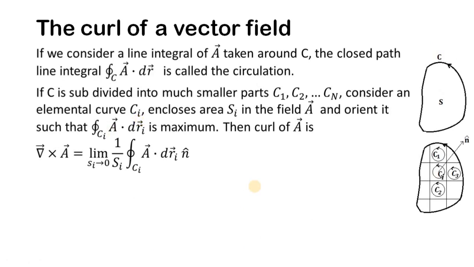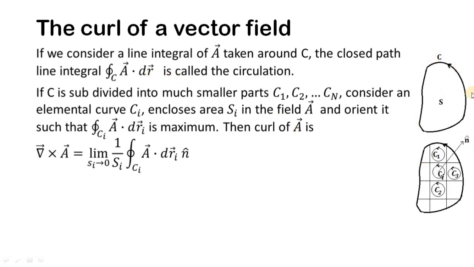Next, let us understand the curl of a vector field. Consider a line integral of a vector field, say vector A, taken around a closed path C, where the curve C need not lie in the same plane. The closed path line integral, which is represented in this way, that is, the line integral over a closed path C of vector A dot d vector r, is called the circulation.